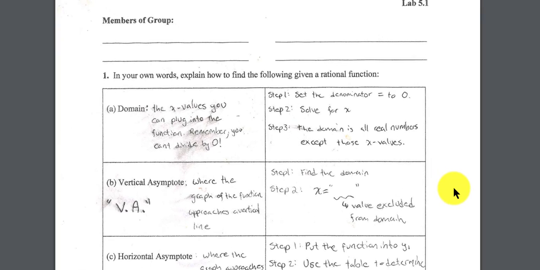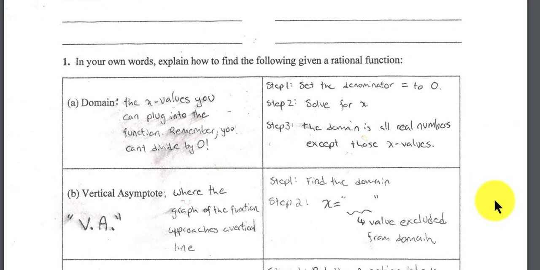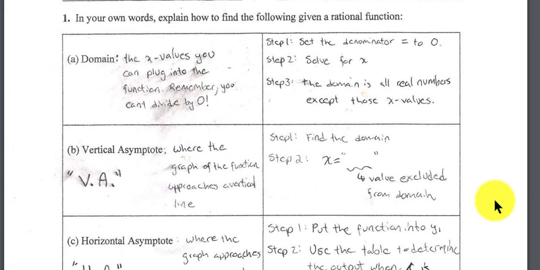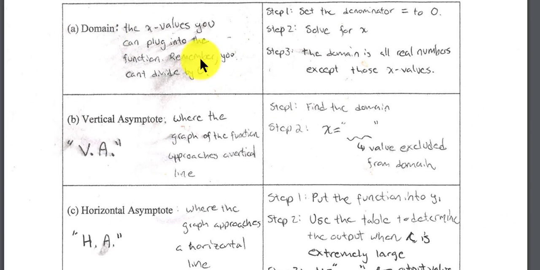Hello, class. These are the video solutions for Lab 5.1. The first part of this lab, they ask you in your own words to explain how to find the following, given a rational function.